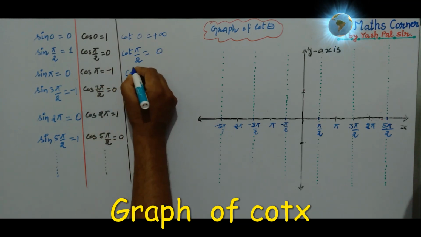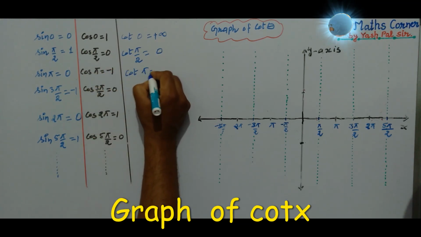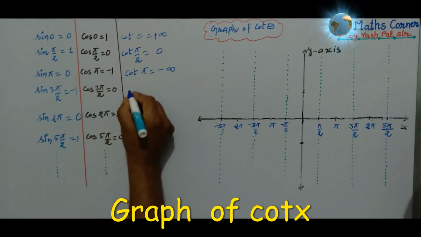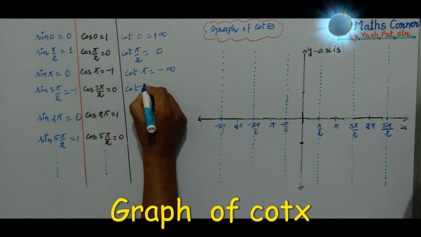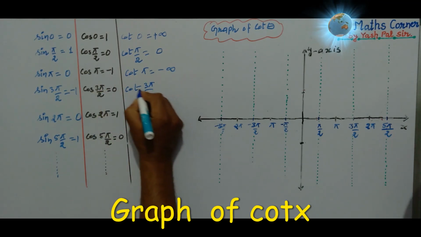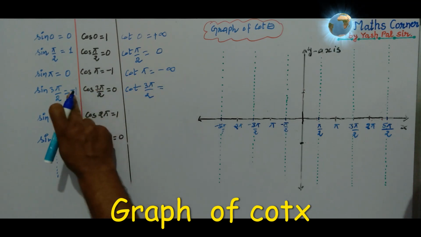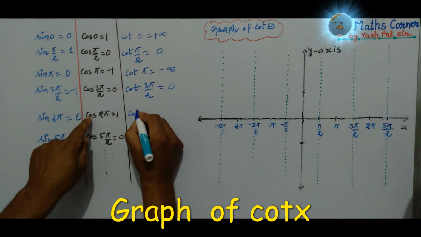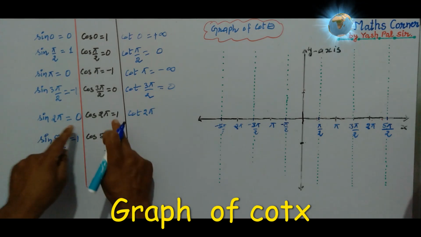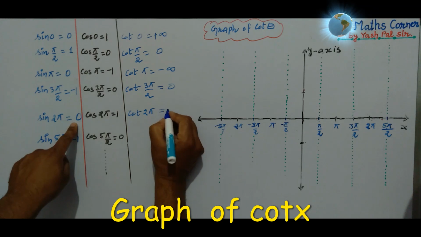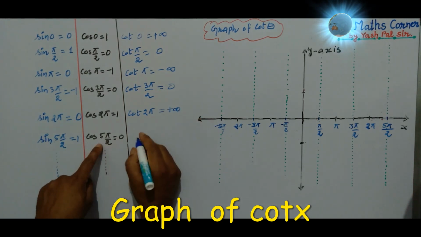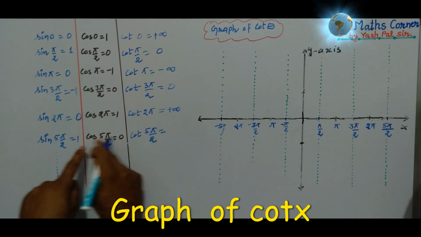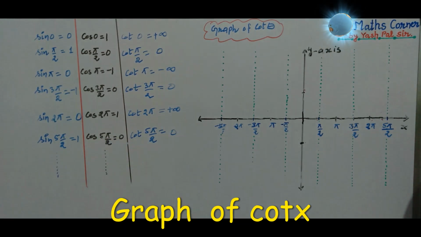Next is cotangent of pi, minus 1 divided by 0, that is minus infinity. Next is cotangent of 3 pi upon 2, the value is 0 divided by minus 1, that is 0. Next is cotangent of 2 pi, 1 divided by 0, that is plus infinity. Next cotangent of 5 pi divided by 2, 0 divided by 1, that is 0.